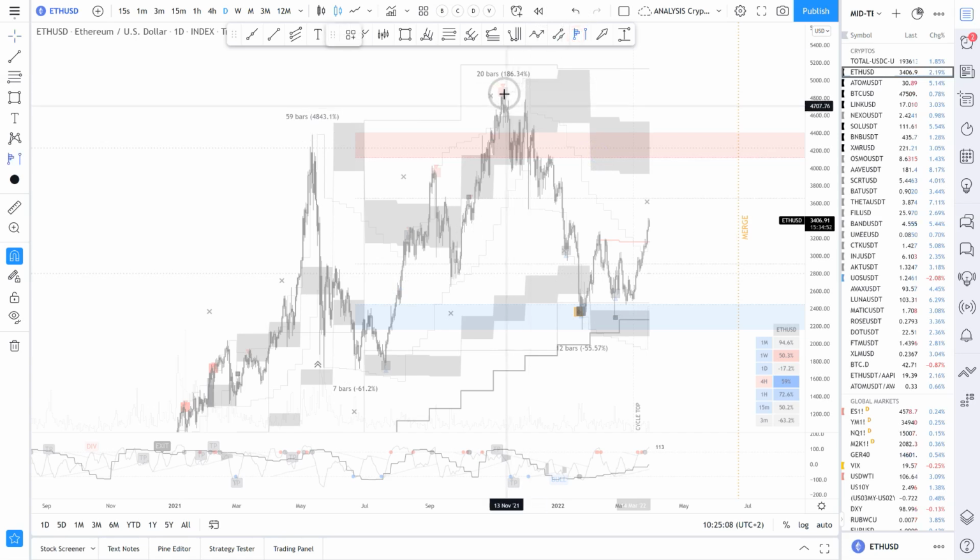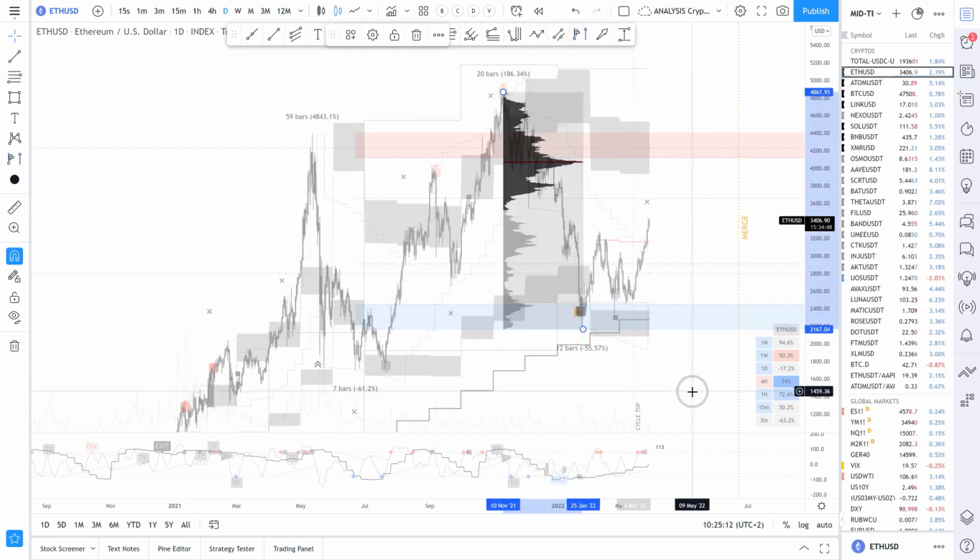If we have a look at the volume left behind, this is where the story is different as well. Look at that, there is absolutely no volume left behind for Ethereum in here. The next volume area for ETH is going to be over $4,000.